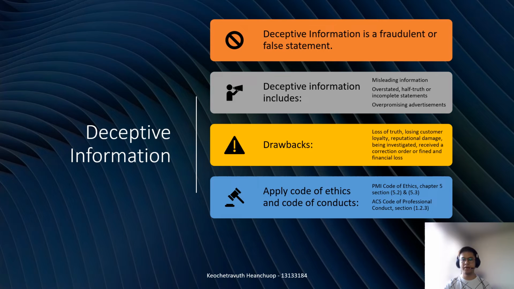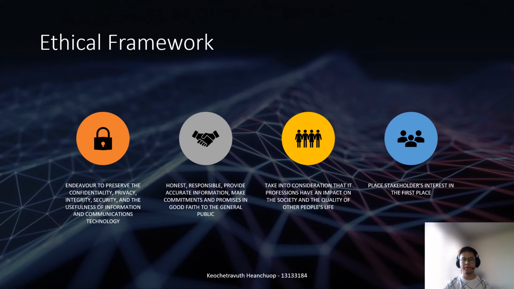According to the PMI Code of Ethics and the ACS Code of Professional Conduct about honesty, IT professionals must not breach public trust or knowingly mislead anyone, and must not take part in dishonest behaviors or condone actions that are designed to deceive others.